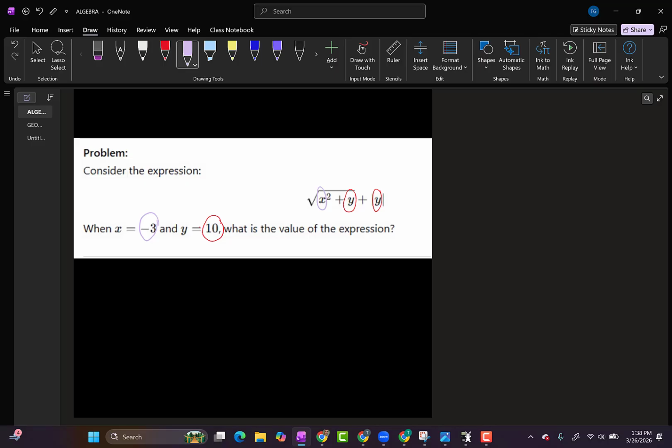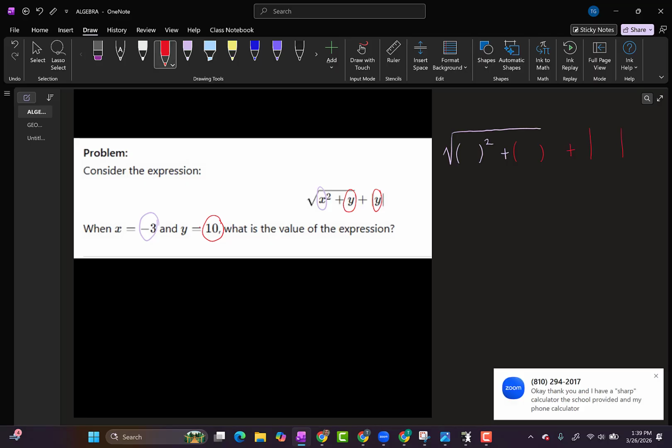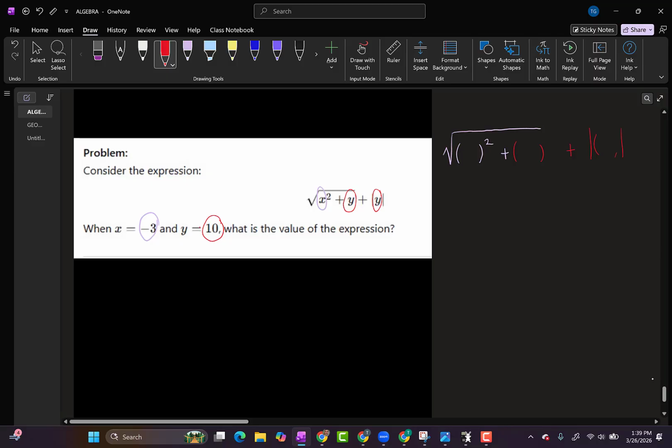But first, when I'm simplifying this, I always like to rewrite it, and instead of x squared, I'm going to do empty parenthesis squared plus, instead of y, I'm going to do empty parenthesis. And then on the outside of the radical, it's going to be plus the absolute value of empty parenthesis there. So I'm going to replace the x with -3 and replace the y with +10.